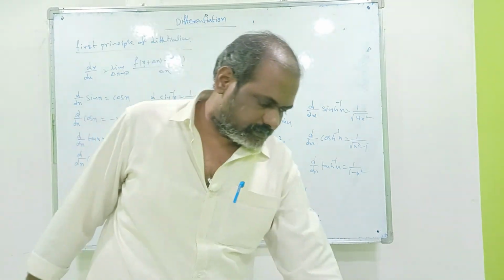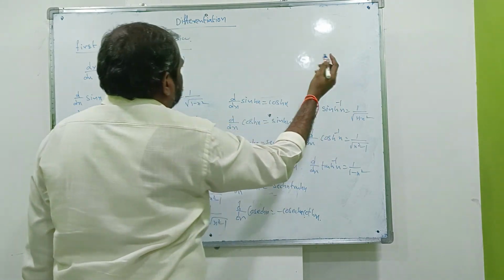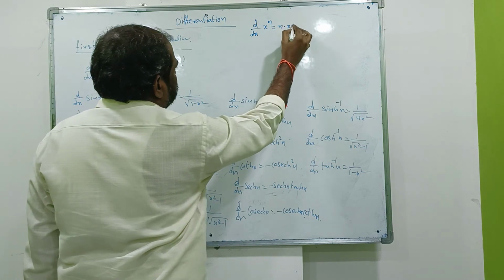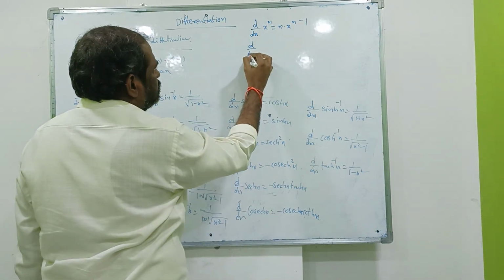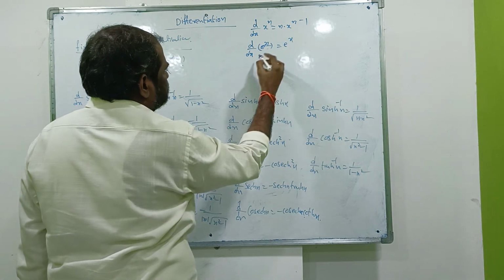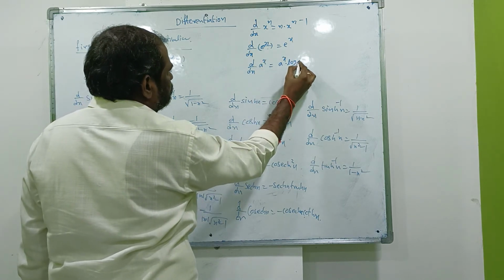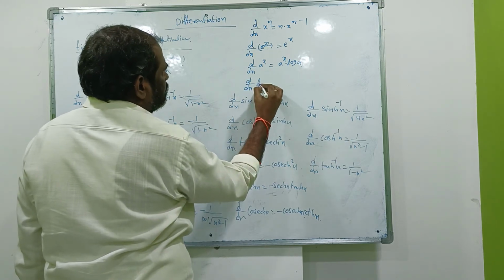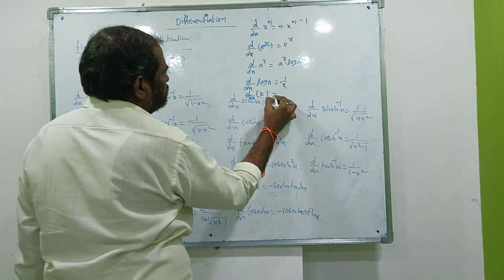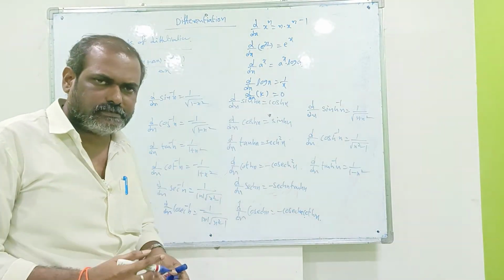Next, derivative of elementary functions. Elementary functions means exponential, logarithmic, power function, algebraic functions. That is d by dx of x power n is n into x power n minus 1. D by dx of e power x is e power x. D by dx of a power x is a power x into log a. D by dx of log x is 1 by x. D by dx of constant k is 0. These are elementary functions: algebraic, exponential, power function, logarithmic function, constant function.